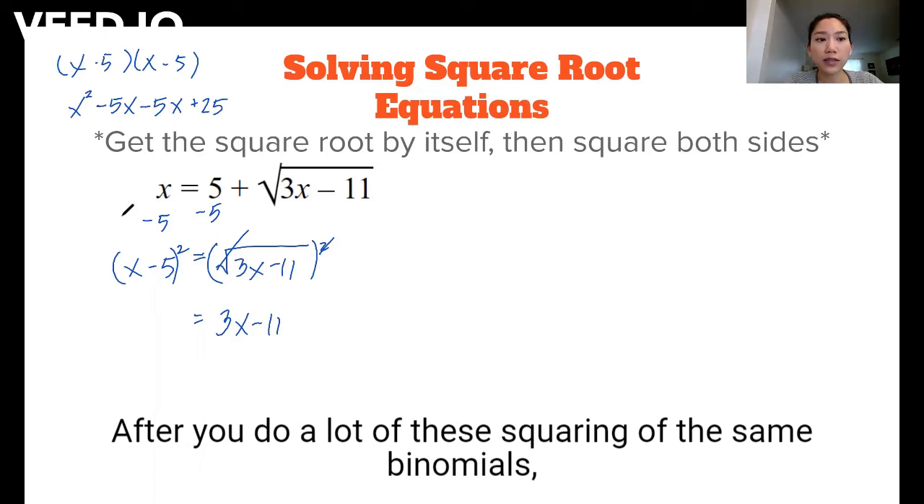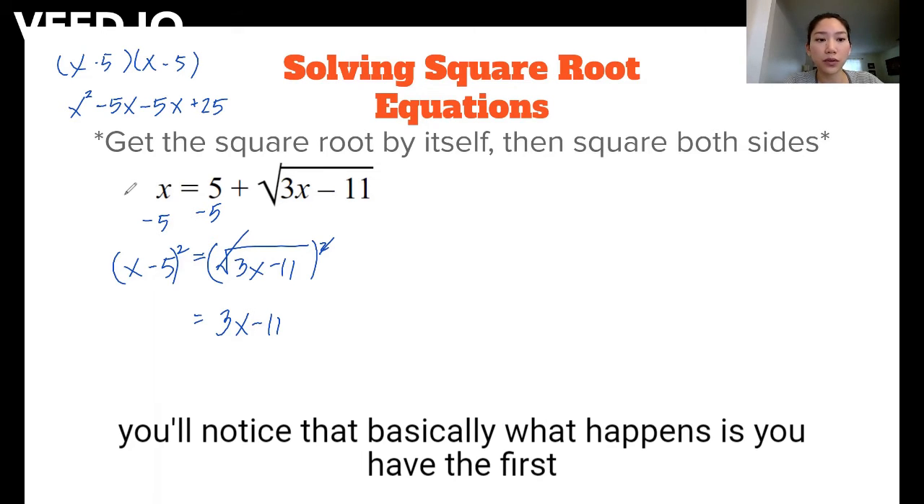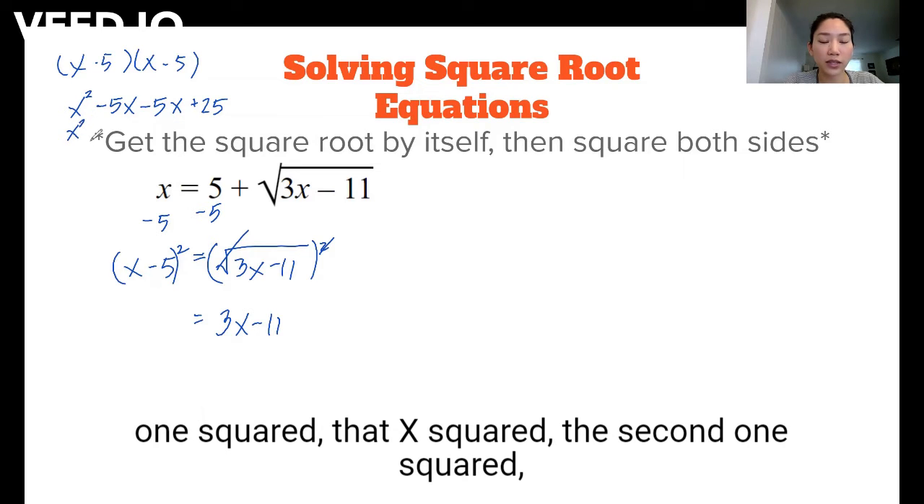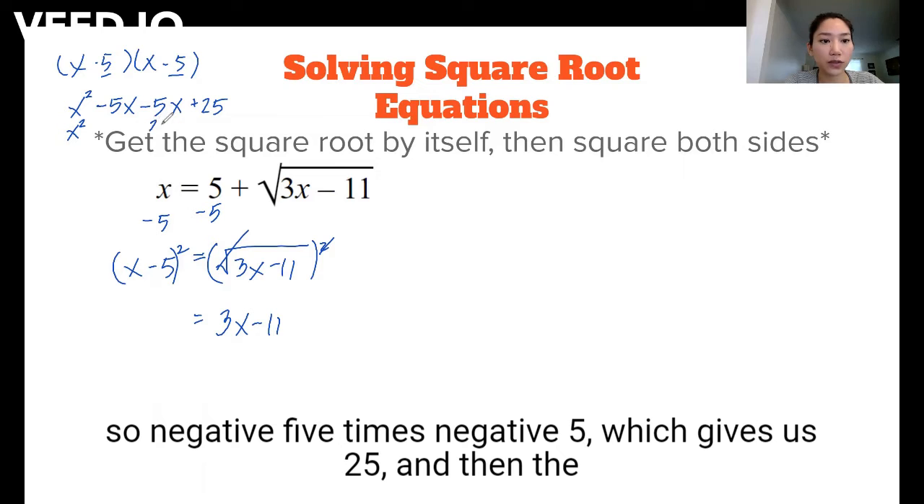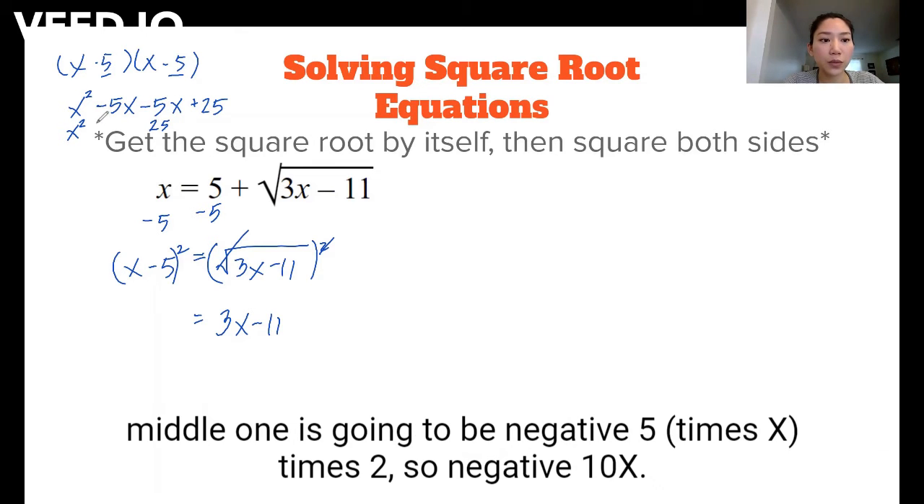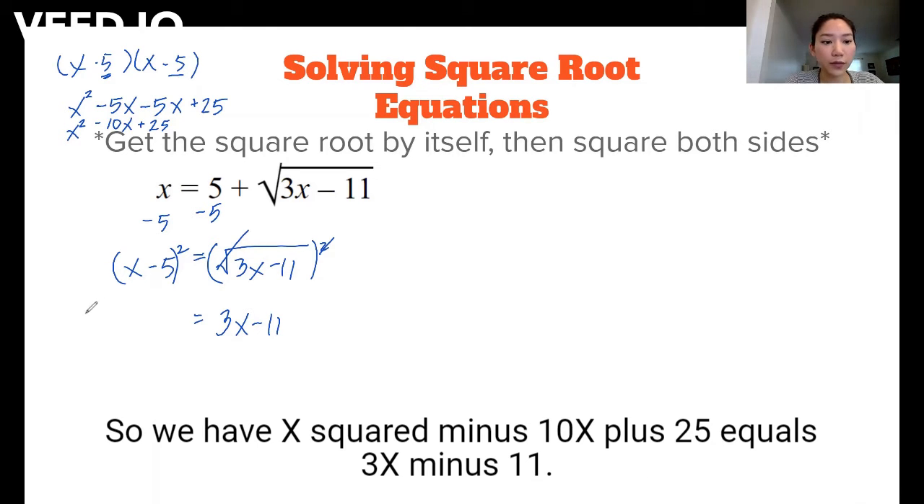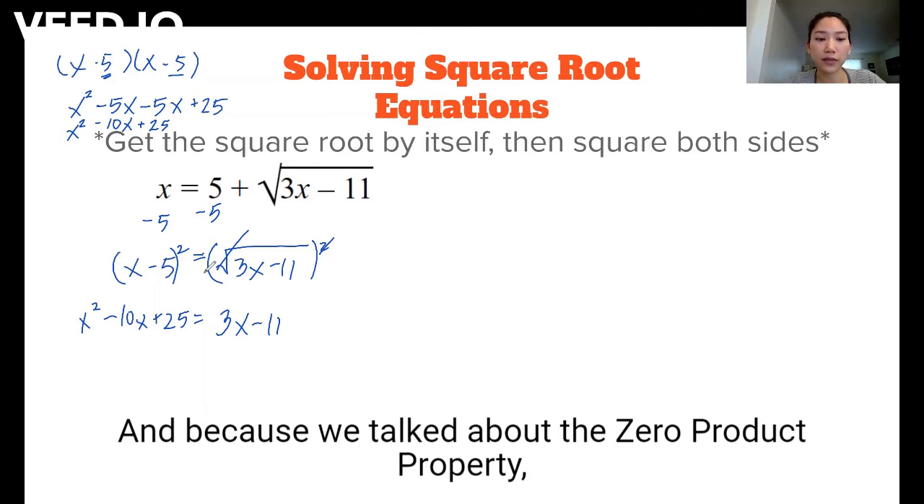After you do a lot of these squaring of the same binomials, you'll notice that basically what happens is you have the first one squared, that x squared, the second one squared, so negative 5 times negative 5, which gives us 25. And then the middle one is going to be negative 5 times 2, so negative 10x. So we have x squared minus 10x plus 25 equals 3x minus 11.